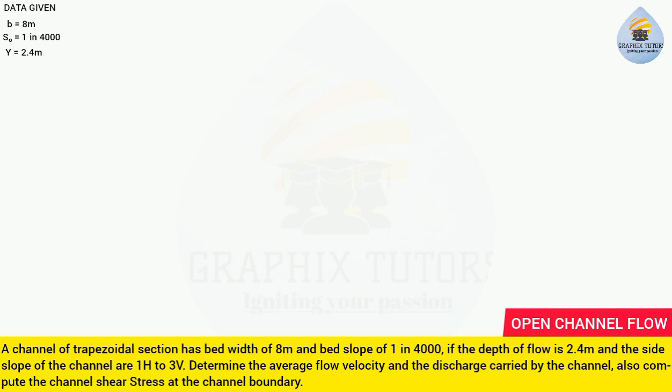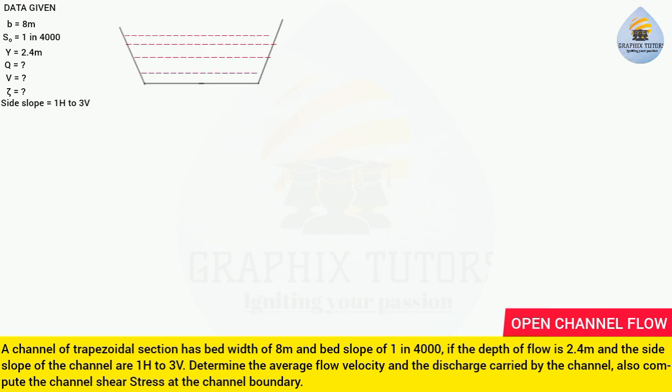Then we use Q for our discharge, which is what we are looking for. We use V for the velocity, which is also what we're looking for. We use shear stress, which we're also looking for. And the side slope is given to be 1 horizontal to 3 vertical. Now, diagrammatically, this is what it is trying to tell us.